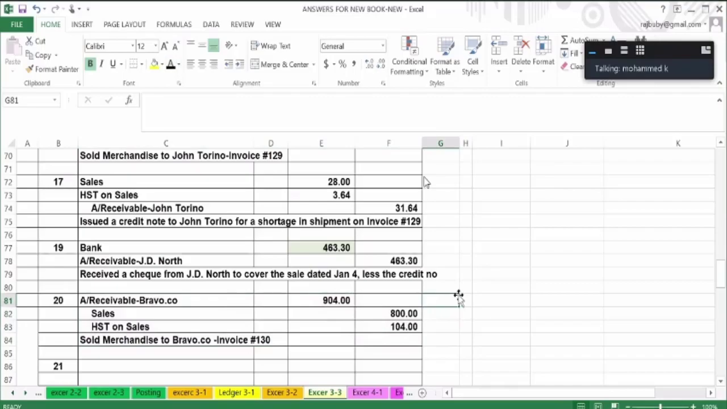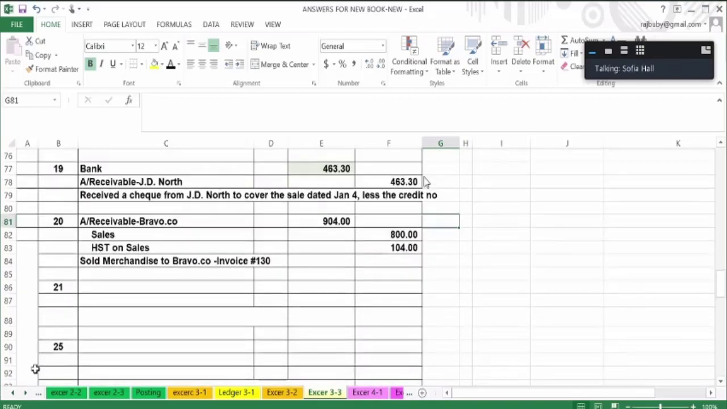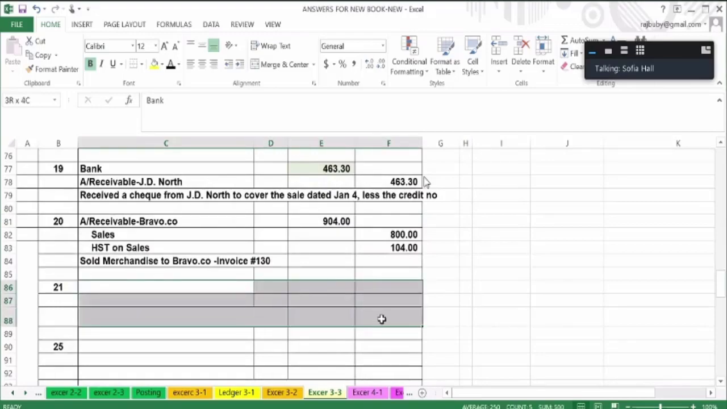January 21st. Sold old computer to Mary Hector for cash, $250. So we'll debit the bank account. And for crediting, other revenue. They give a different account name, other revenue. This is not the business activities. They are selling the old computer, so this is other revenue.